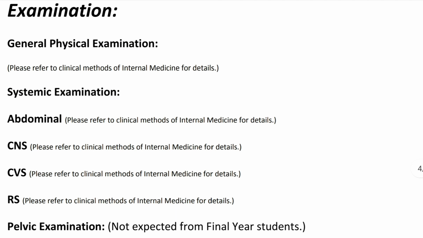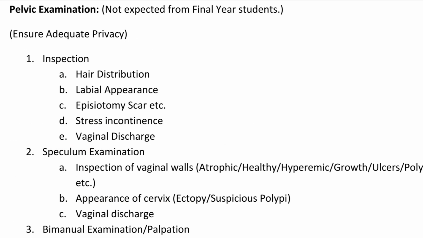And moving on to the examination part. For examination, you will start with the GPE, which is the general physical examination, then move on to the systemic examination. The systemic examination will include examination of the abdomen, CNS, CVS, the respiratory system, and the pelvic examination. These examinations are the same as those done in medicine.